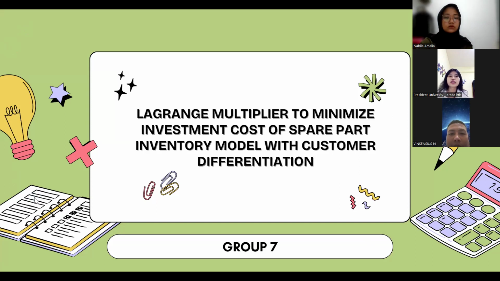First, the title is "Lagrange Multiplier to Minimize Investment Cost of Spare Part Inventory Model with Customer Differentiation." And Group 7 has three members: me, Erita Tabarat, Nabila Amelia Putri, and Vincentius.